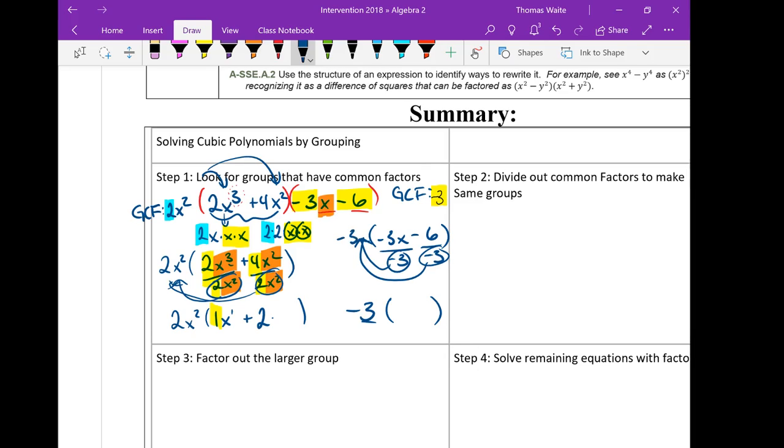A -3 divided by a -3, again, now we're just dividing. A -3 divided by a -3 gives us a 1, positive 1. Again, anything divided by itself will always be 1. And we also have an x there that nothing happened to, still an x. The second term, -6 divided by -3. A negative divided by a negative is going to make a positive. 6 divided by 3 is 2.